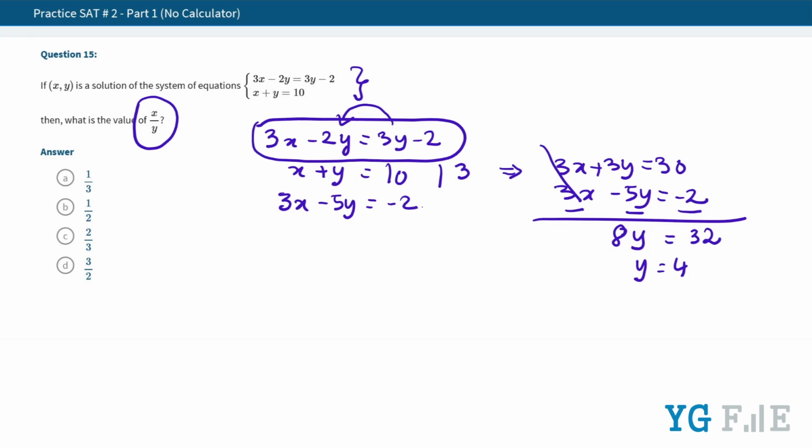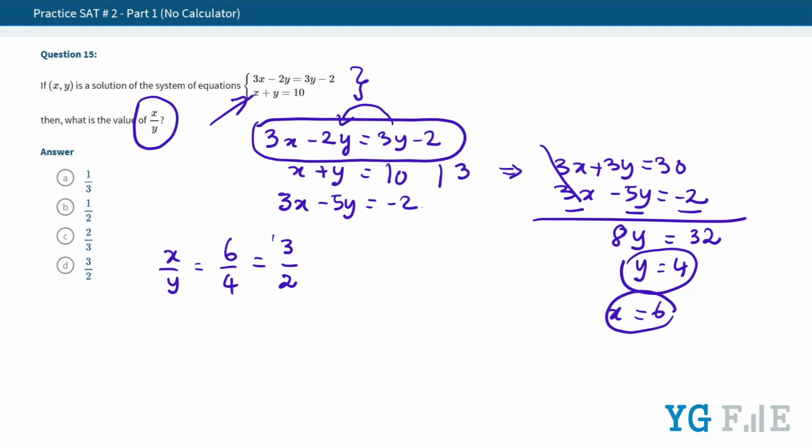Now let us substitute y is equal to 4 in this equation, because it is simpler, and we will see which is x is 6. So x by y is 6 by 4, and making it in the simplest form, we divide by 2 and we get 3 by 2. So choice D is the correct answer. That's pretty much it.